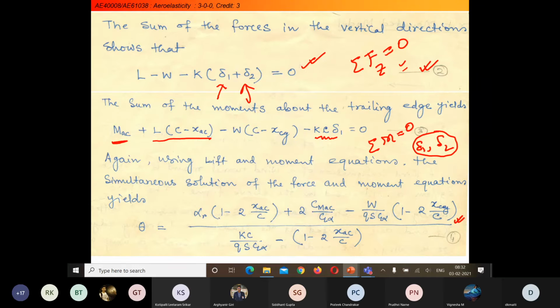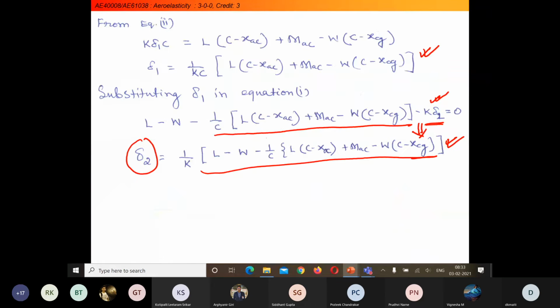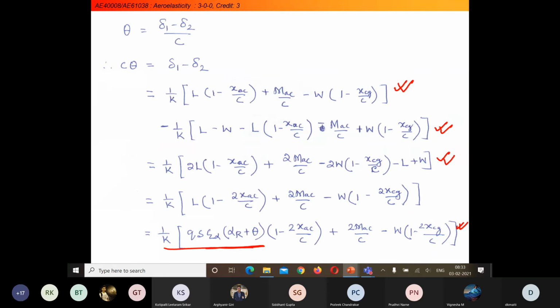First, I got the two equilibrium equations, taking all the forces equal to 0 and then all the moments equal to 0. From the second equation, only delta 1 is unknown. I solve for delta 1, then substitute it in the first equation and solve for delta 2. Once I have the values of delta 1 and delta 2, I calculate theta equal to (delta 1 minus delta 2) by C. That is the expression we are considering here for our calculation.